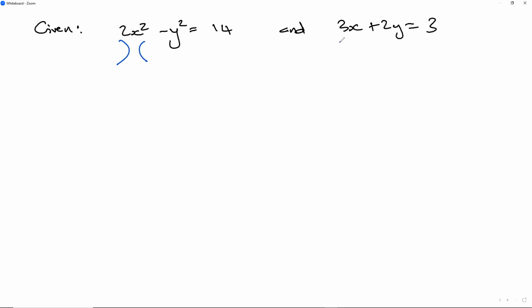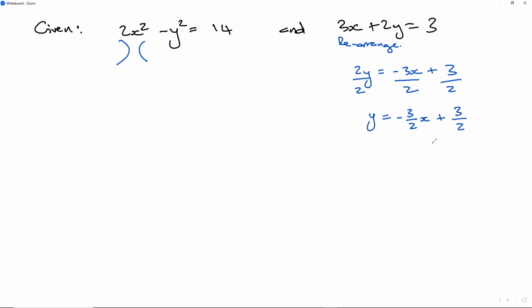So I'm going to rearrange this first and make y the subject of the formula. Then I'm going to replace y with whatever I end up with on this side. So I get 2y equals negative 3x plus 3. Divide both sides by 2. y equals negative 3 over 2 x plus 3 over 2. And I can see my gradient is going to be negative. I could rewrite this as negative 1.5x plus 1.5.